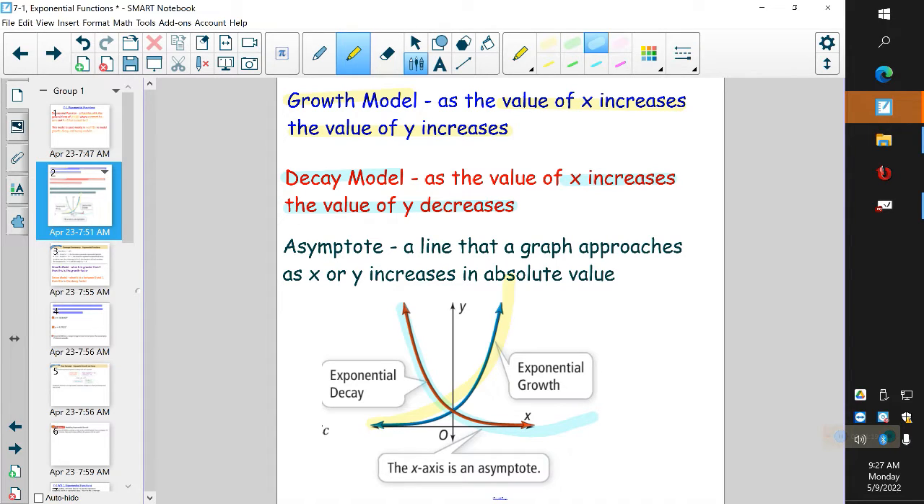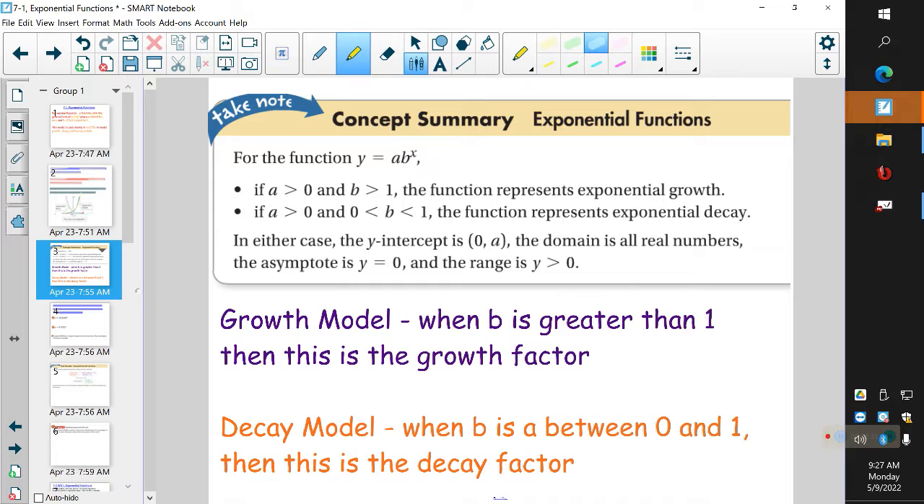Okay? So an example, if I give you y equals a b to the x, growth is going to be when your b value is greater than 1 and your a value is greater than 1. Decay is going to be whenever your a value is greater than 1, but b is a fraction between 0 and 1. That is going to be your decay model, okay?